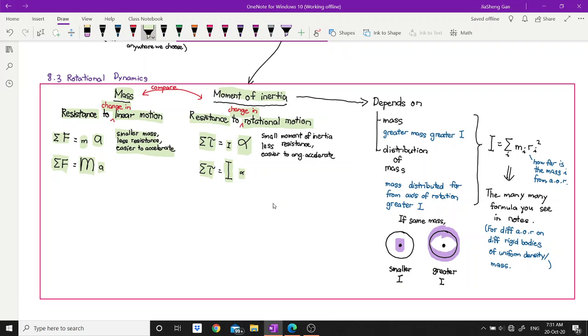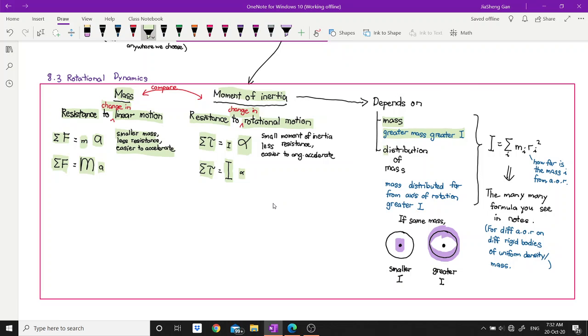So let's look a bit at the characteristics of moment of inertia. Moment of inertia depends on two things. The first is the mass. If you have a very massive object, a 1 kg object and a 1000 kg object, the 1000 kg object, of course, is harder to rotate. That's why greater mass, greater moment of inertia. It's harder to rotate a tire compared to rotating a ping pong ball. Yeah, that's the idea behind it.